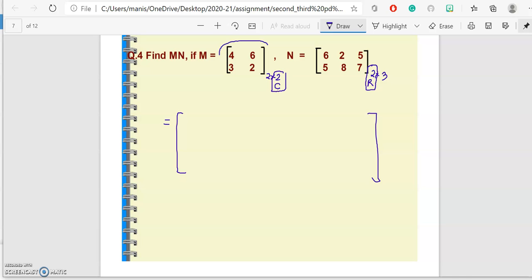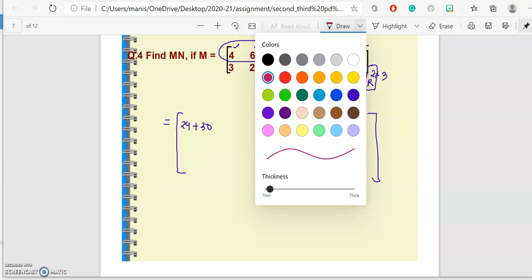So I will take my first row over here and I will multiply by my first column, then I will multiply by second column, and then third column. 4 times 6, first number with first number is 24, plus 6 times 5 gives me 30. Okay, now I will come over here. So what is 4 times 2? It is 8, plus 6 times 8 is what? 40. I will go to the third one over here. I'll multiply first number with first number plus second number with second number. 4 times 5 is 20, plus 6 times 7 is what? 42.